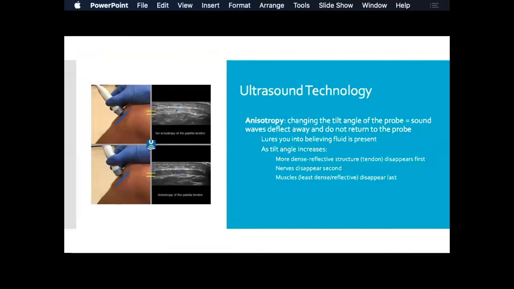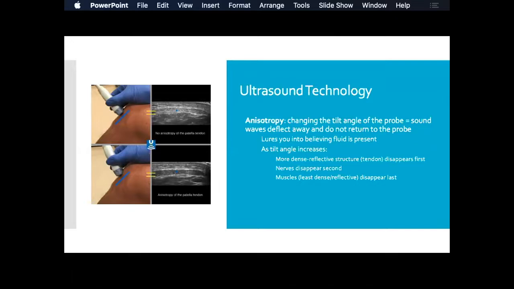The other thing to talk about in terms of interpreting these images: if the premise is to send out a sound wave and have it come back to the probe, anisotropy is basically when you're changing the tilt angle of the probe. The sound waves are deflecting off of something, but not returning back to the probe. This lures you into believing that fluid is present. This is something to keep in mind if you're looking at one of those more reflective structures like a tendon or a ligament, and you're not at a good 90-degree angle from that structure. The sound wave is going to hit it and bounce off, and no sound wave comes back to the probe, so you're going to think that it's fluid.